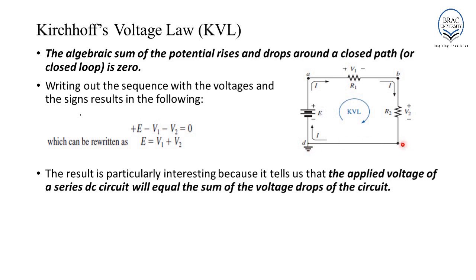Node C and node D are basically connected using a wire. There is no load in between these 2 points. So basically they are at the same potential, which is 0 volt. Node A is at E volts because the source is supplying E volts over here. So the voltage at node A is equal to E volts.